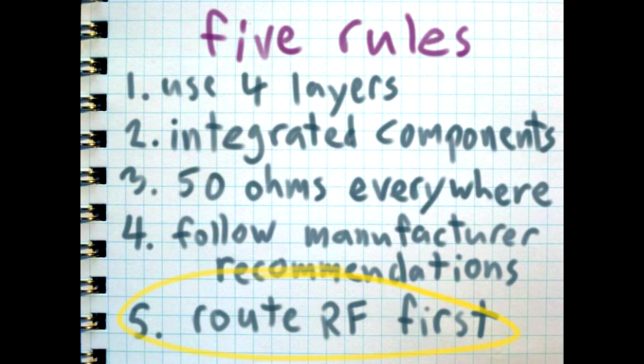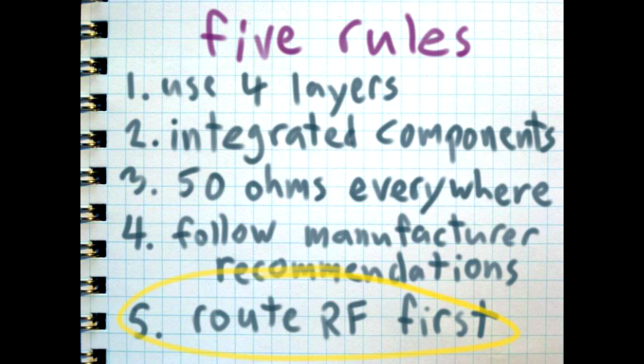And I guarantee you that design will involve a 4-layer circuit board. So use that, follow the manufacturer's recommendation, and that way you can use something like this non-50 ohm, non-single-ended interface. You just transform it into a 50 ohm interface, and then you go from there. So the last rule is to route RF first. When you're designing your circuit board, route RF first.